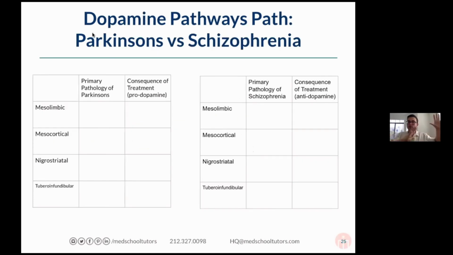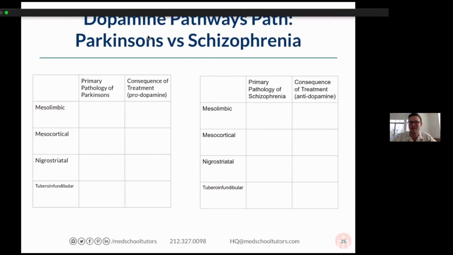All right, I want to revisit dopamine pathways that we talked about earlier: mesolimbic, mesocortical, nigrostriatal, tuberoinfundibular, just to talk about two conditions that I feel like I always see questions on, and they're super high yield, and I wish we could talk more about them. But this is a good anatomic correlate, right?